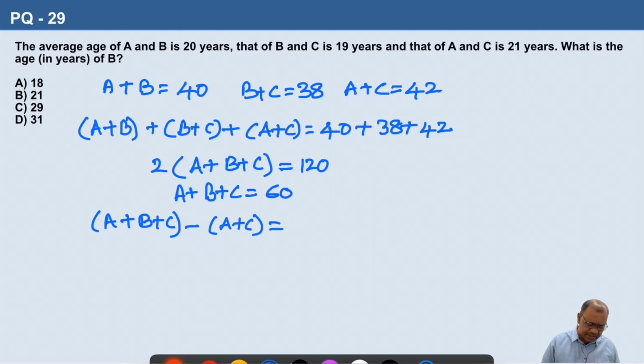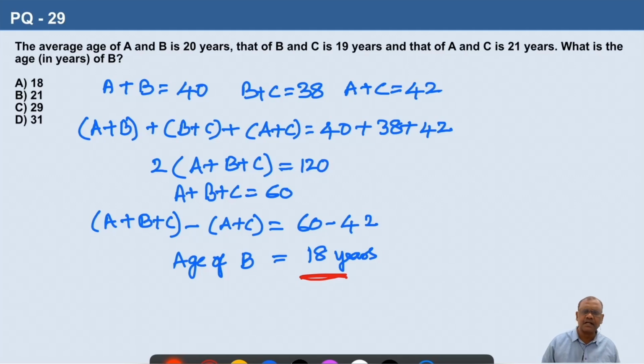So A plus B plus C is 60 and A plus C is 42. If you subtract, 60 minus 42 is 18 years. So this is the age of B. Age of B is equal to 18 years. So this is the correct answer. Option A is the right answer.